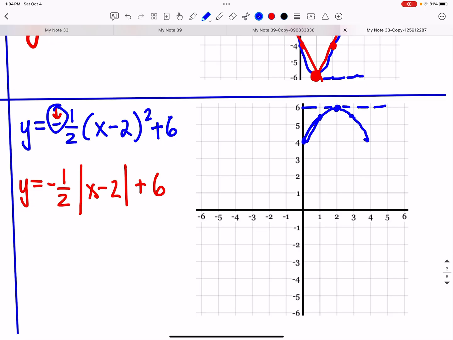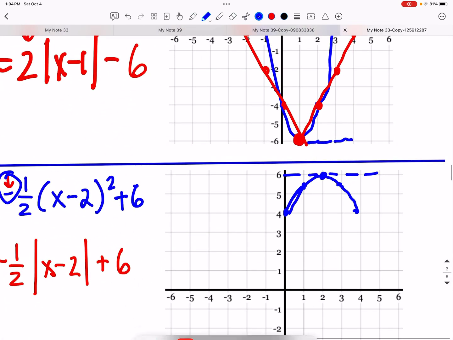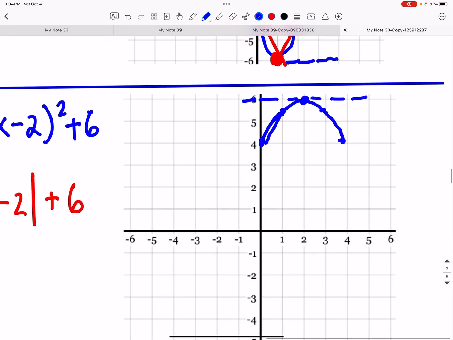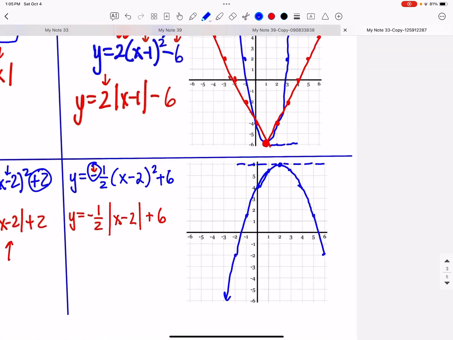When you go 3 away from it, you're not going to grow 9, you're only going to grow 4.5. 1, 2, 3, 4.5. When you go 4 away from it, you're not going to grow 16, you're going to grow 8. So 8 would be there and there. So notice it's a much fatter graph. It's not growing as fast as that narrow one up there.